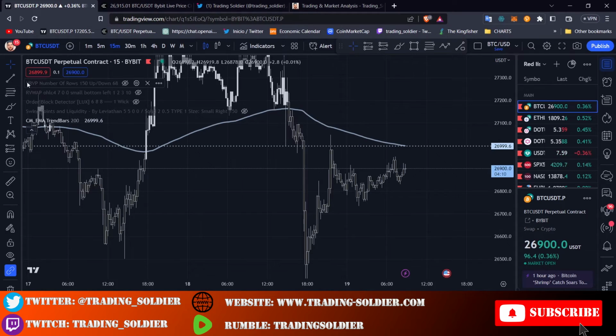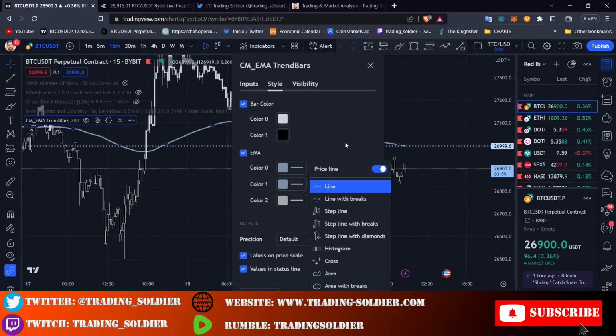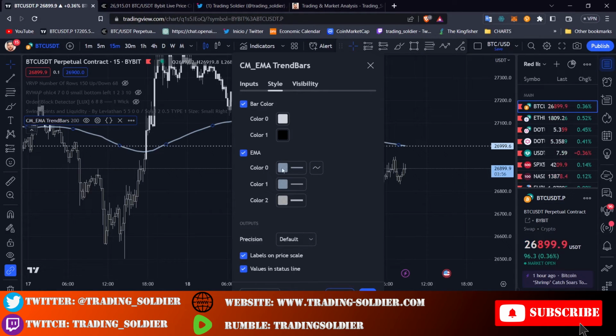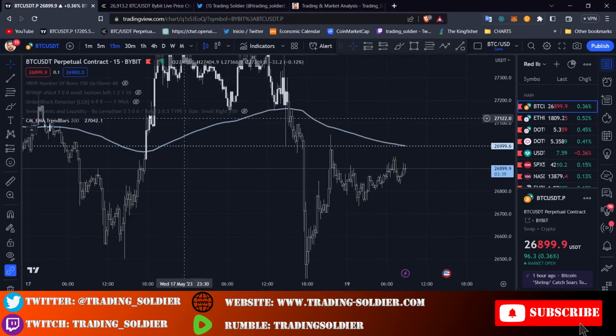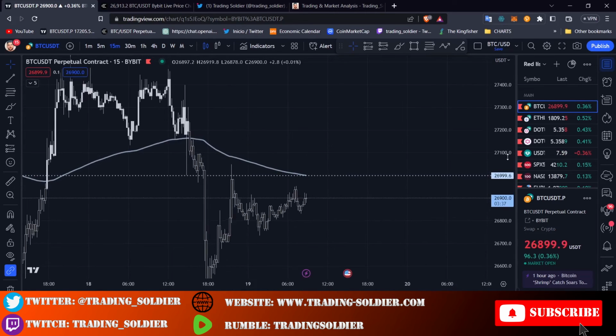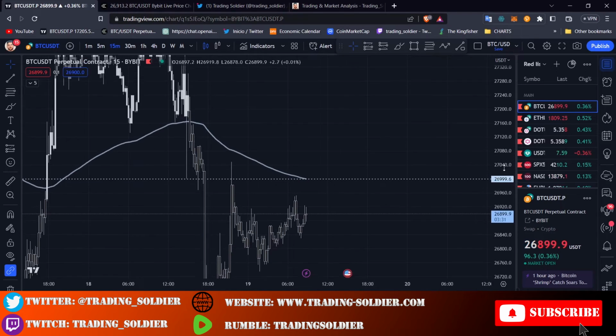Another piece of advice that I can give you is, when you are in the settings of this indicator, in the style section, here you can leave the price line activated. You go to the EMA, you see color 0, color 1, color 2. We go to color 0, and here if we deactivate this option, you see the dotted line with the price is not shown anymore. If we activate it, you see the dotted line. This dotted line here shows us the exact horizontal level that we are going to take into consideration right now.